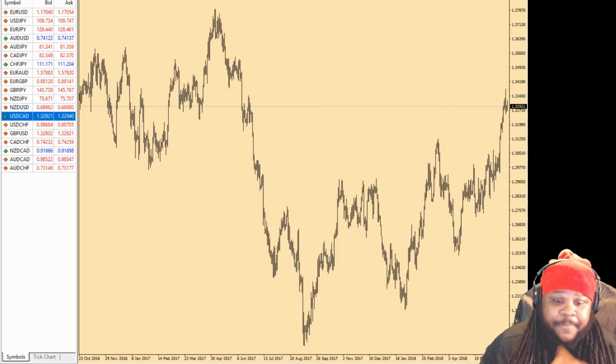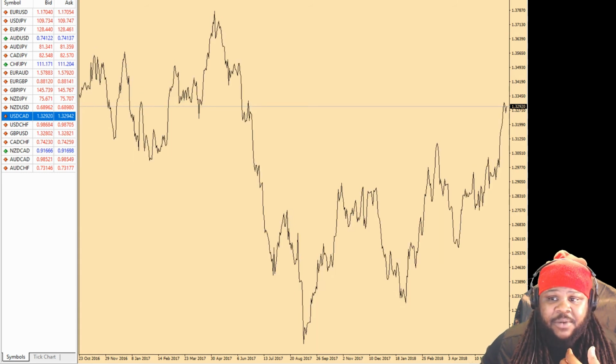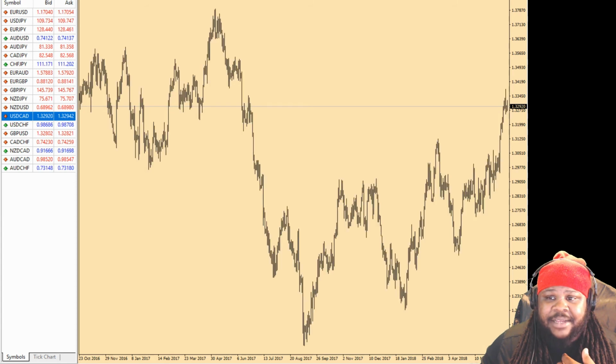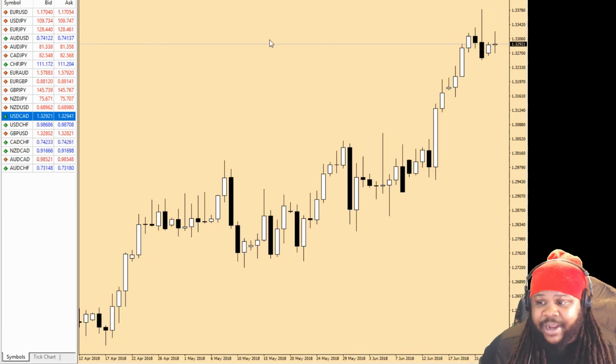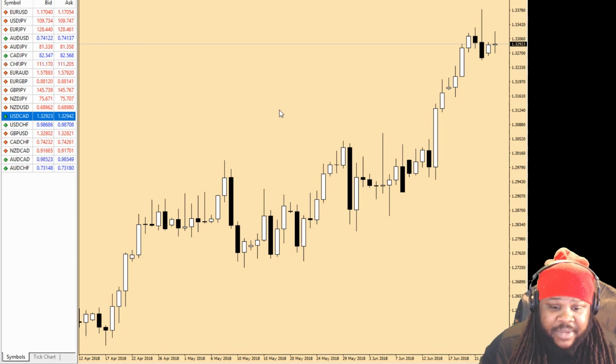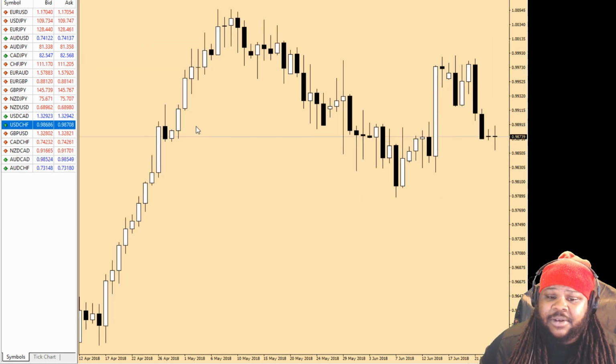I don't even mind that a pair moves a lot of pips within a day, although I don't recommend it, but I'm not completely against the idea. I'm more so against trading pairs that I look at and see clearly that they are volatile and that they are going to hit a stop loss at any given moment, and there's nothing I will be able to do about it. So it's always something you want to keep in mind.